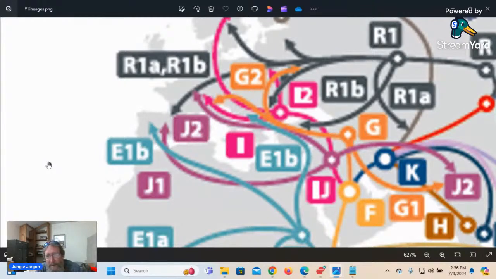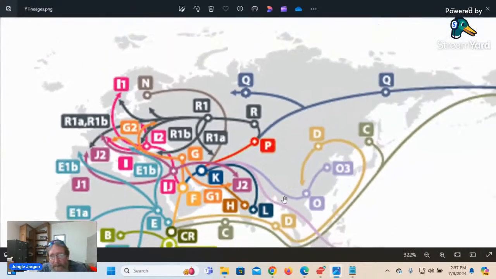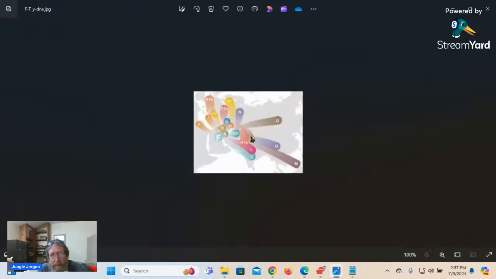The C lineage, which is Eurasian, does the exact same thing, as does the D mitochondrial lineage. The C and the D maternal lineages do the exact same thing. They jump from Asia to Central America and spread out north and south from there, which was a big surprise to me because everybody likes to say they crossed the Bering Strait, right?